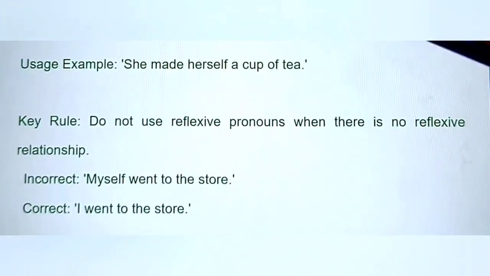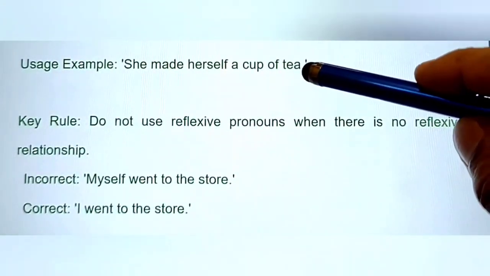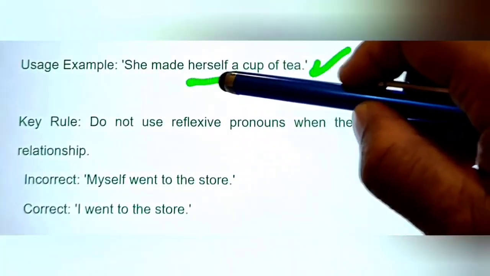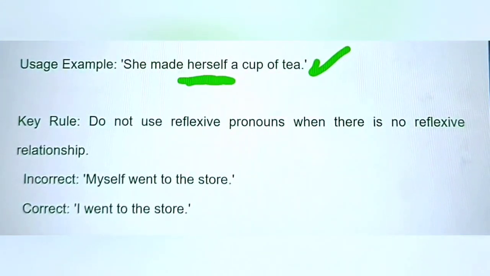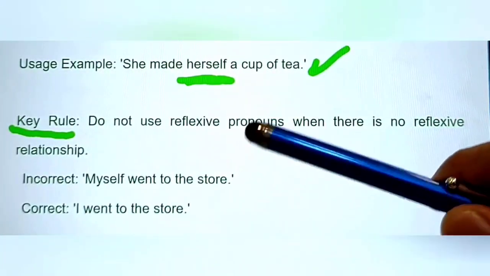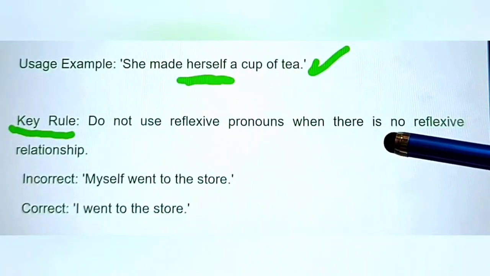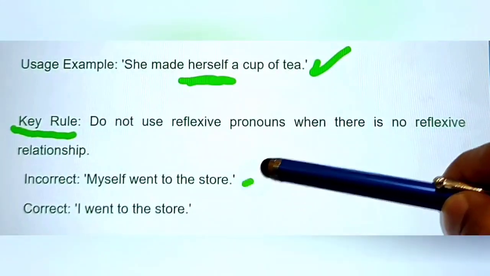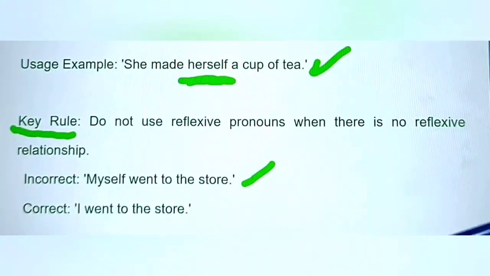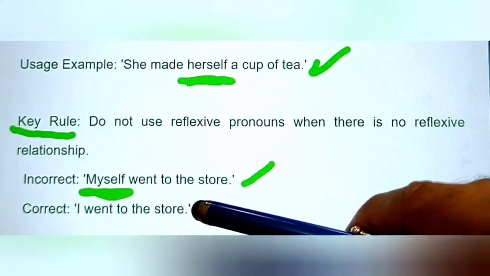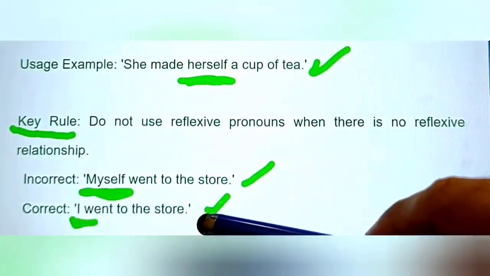Let's have an example of reflexive pronouns. Example: she made herself a cup of tea. "Herself" is the reflexive pronoun here. And a key rule to remember while using reflexive pronouns: do not use reflexive pronouns when there is no reflexive relationship. For example, "Myself went to the store." Here "myself" is incorrect in the sentence, and the correct version is "I went to the store."